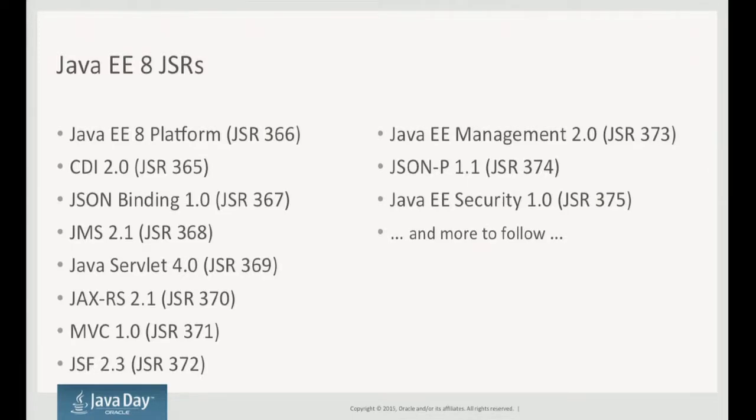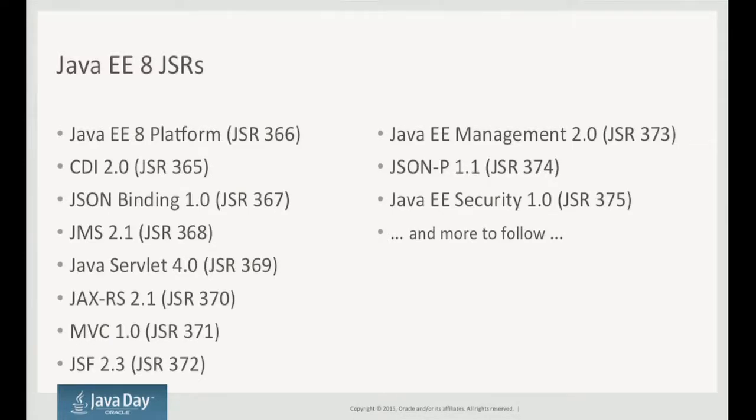Okay, so where are we today? We have 11 JSRs and expert groups that will be part of this release, and they're all up and running. Some of them for longer than others. I think CDI 2.0 was the first of these. More recently, our management, JSON processing, and security expert groups were recently formed. These are the major focus areas for this release.